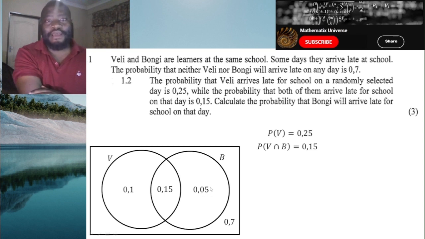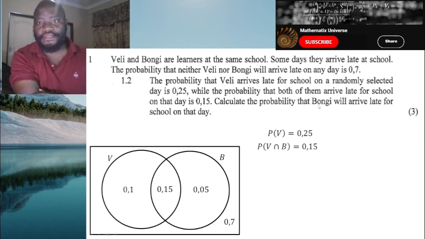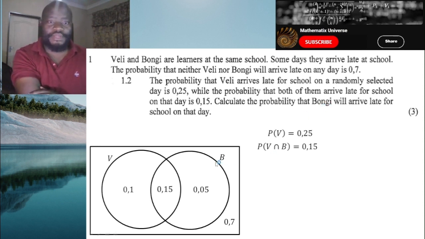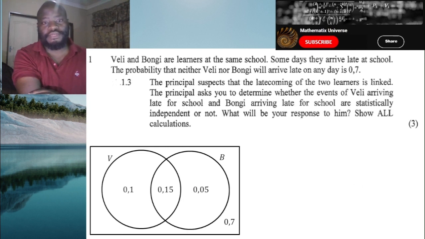So it means now we can answer the question. They wanted the probability of Bongi arriving late. So we want everything that is in the circle of Bongi. So we must add these two numbers. And then that will give us 0.2. So that is the answer to that one.